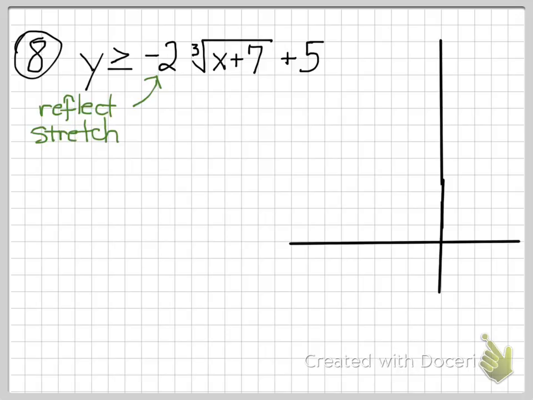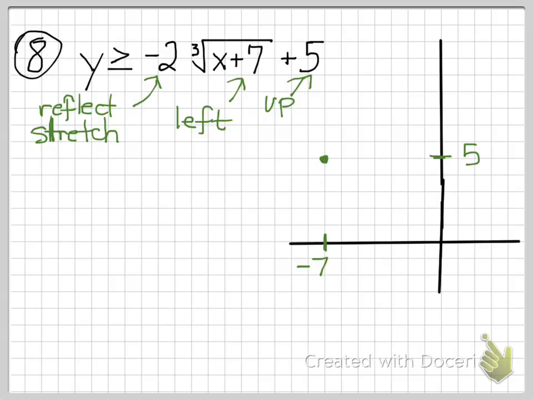Remember, by stretching it, we're making it taller. Okay, the 7 inside moves it to the left, and the 5 at the end is going to move it up. So I go 7 to the left, and then up 5. That is my new starting point.